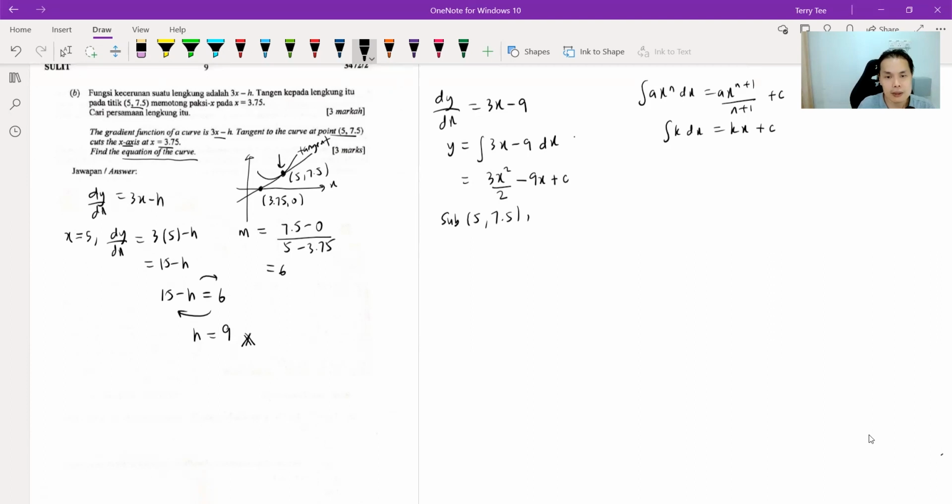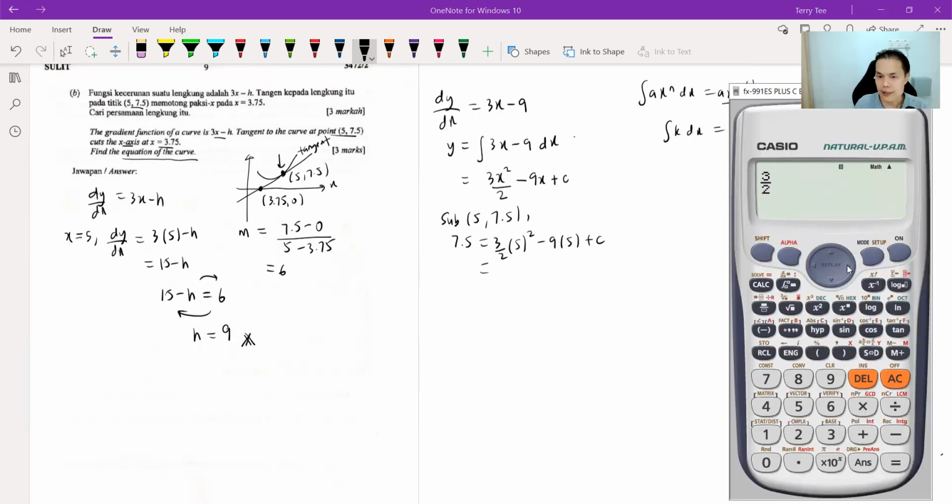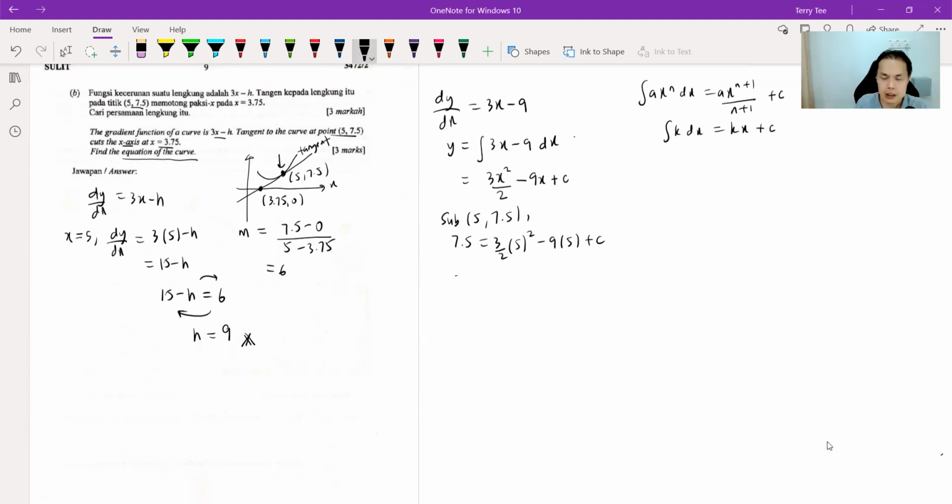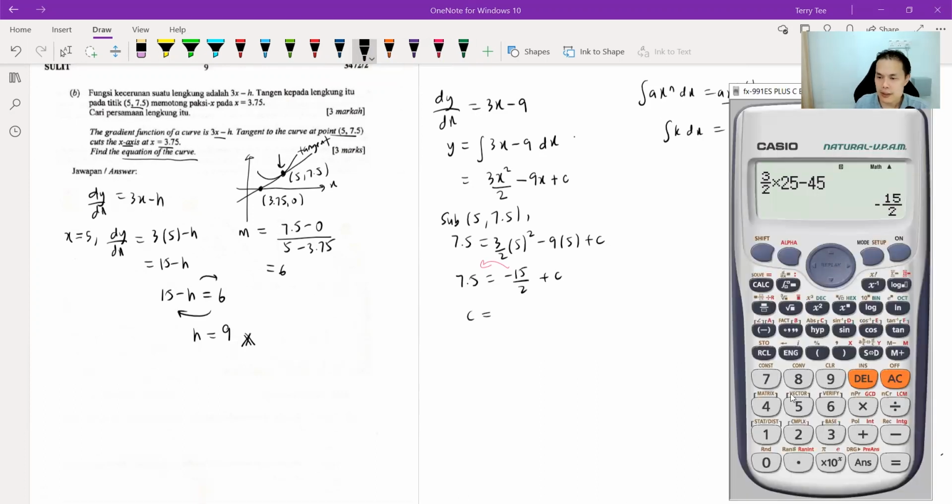Okay, so when we sub in here, my y is 7.5, my x is 5 here, you square it, minus 9 times 5 plus c. Okay, let's count. We can use a calculator here. This is 3 over 2 times 5 squared. 5 squared, you can just write 25. 9 times 5 is 45. And this will give us negative 15 over 2. So let me write here: 7.5 equals negative 15 over 2 plus c. Let's just bring this over to the left, find my c value. Okay, so I'll take 7.5 minus answer. Yeah, minus answer. So there you go. My c is 15. Yeah, in fact, you know, 15 over 2 is 7.5. 7.5 plus 7.5 is just 15.